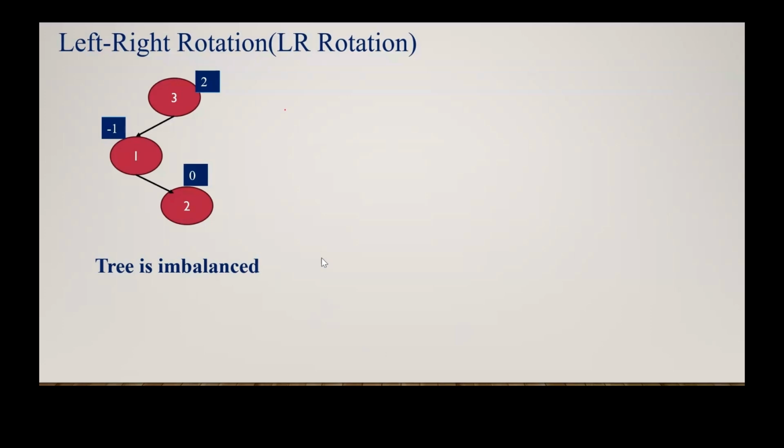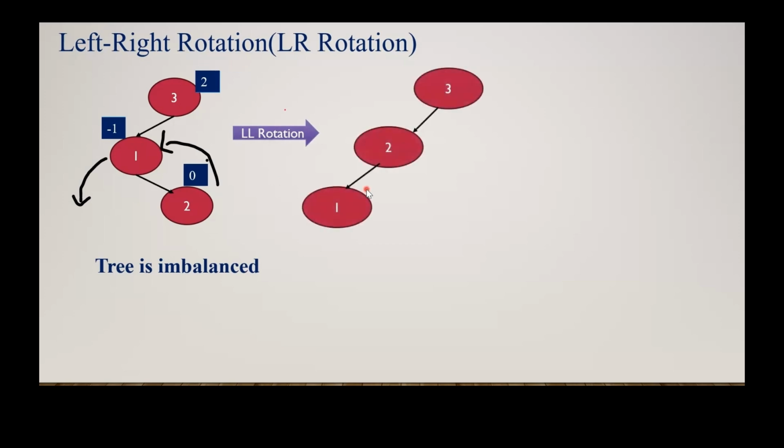Now we have to perform the left rotation. This one is the left rotation, meaning 2 shifts one position and 1 shifts to the other left position. After the LL rotation, the tree looks like this. But it is not balanced, because here this is 0, this is minus 1, this is 1, this is 2. So it is imbalanced. Again we have to make the right rotation: first rotation left, then the second rotation right.